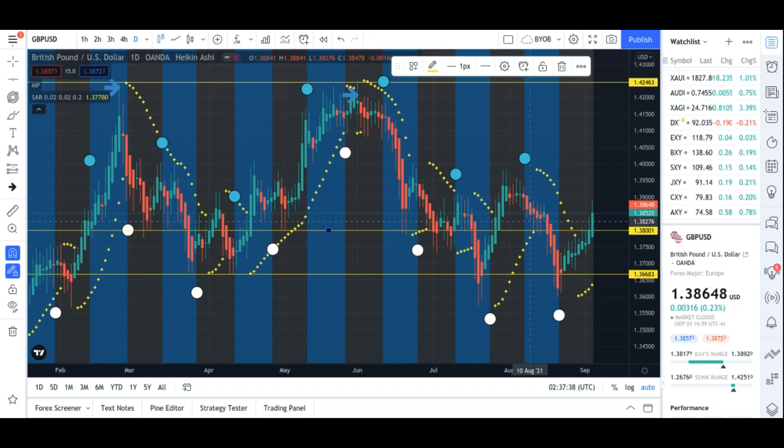Okay, and it says you want to measure the distance between the lows and the two highs, and then subtract it from the breakout level. And that's how you would come up with how far down it was going to go.